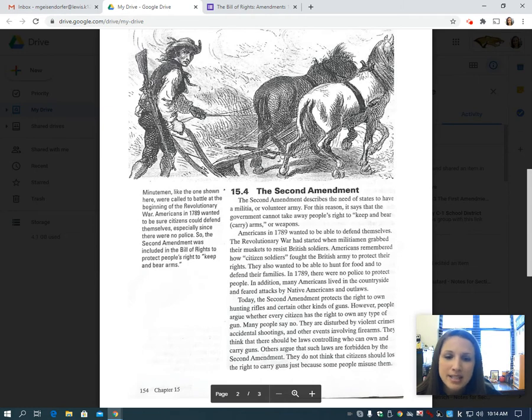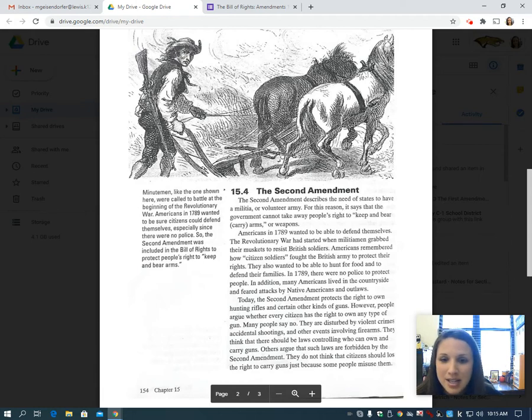Okay, so in the Second Amendment, and again, you're looking for what are the rights or the privileges or the freedoms that the Second Amendment gives you, as I'm reading: The Second Amendment describes the need of states to have a militia or volunteer army. For this reason, it says that the government cannot take away people's right to keep and bear or carry arms or weapons. So the word bear is kind of confusing to some people. We don't use that very often, but it means to carry.